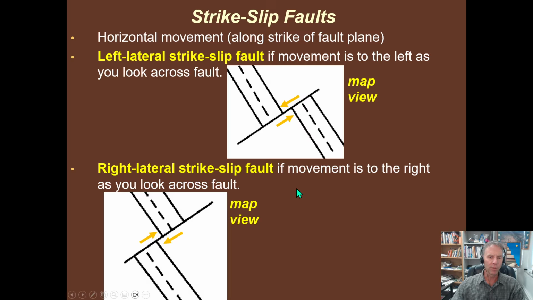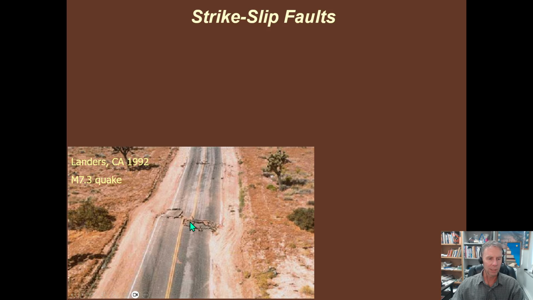A couple other fun photos to go with some strike-slip faults. Here's actually an example of a road being offset by a fault. So you can see the fault cutting a bit obliquely across this photo here. If you look at the center line of the road, notice as it crosses the fault, if you stand on either side and look across the fault, the movement is to the right. And so this would be a right lateral strike-slip fault.